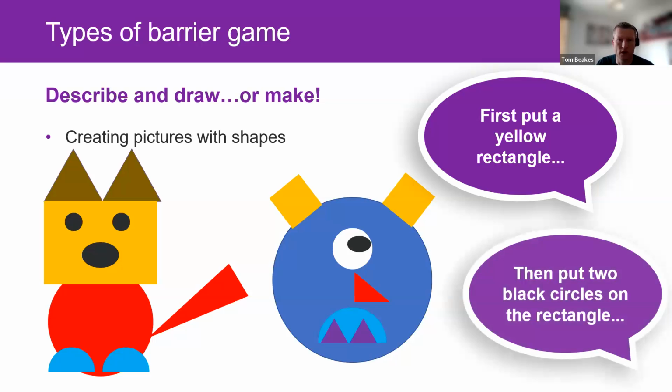Or they could draw it as well, if you don't have the resources. But I think it's often better if they have the physical shapes cut out. And obviously this could be adapted to work with 3D objects, things like blocks or origami, and that brings in a whole range of other language, such as verbs for instructions like fold, turn, rotate, and place.